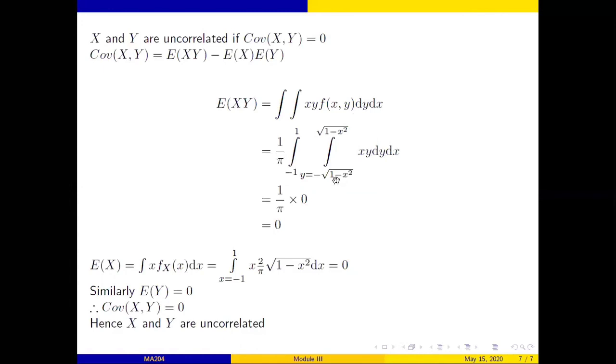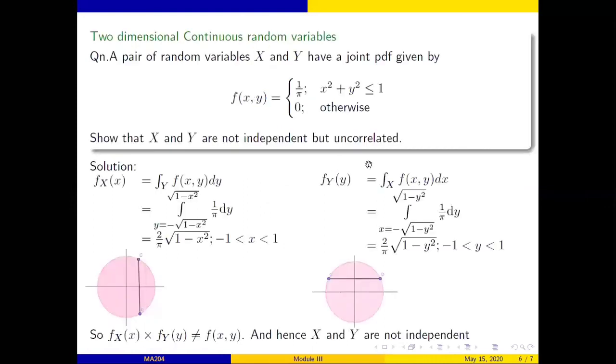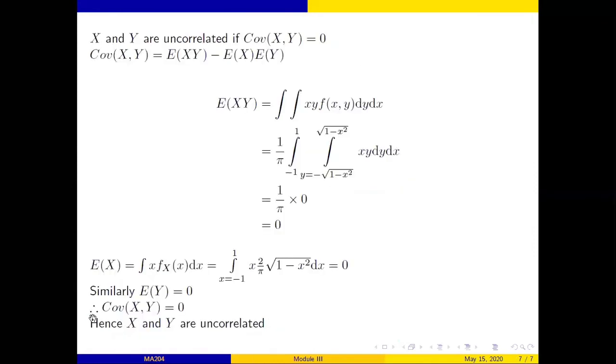So the inner limits are for y. Y is equal to minus root of 1 minus x square to plus root of 1 minus x square. Hope you remember the region under consideration. The region is the circular region. And therefore, the limits are y equal to minus root of 1 minus x square to plus root of 1 minus x square. And then x ranges from minus 1 to plus 1. We have to consider the full circle. The integrand is xy dy dx. And obviously, in the first integration with respect to y, x is a constant.